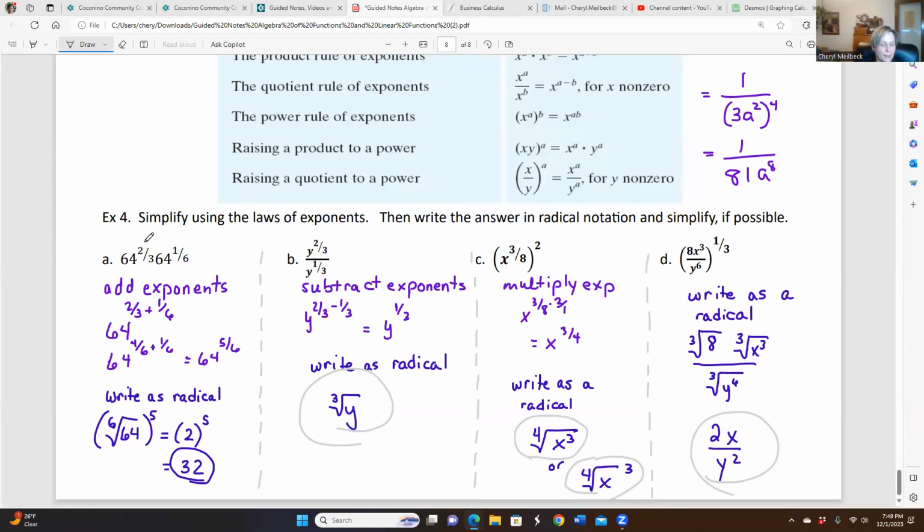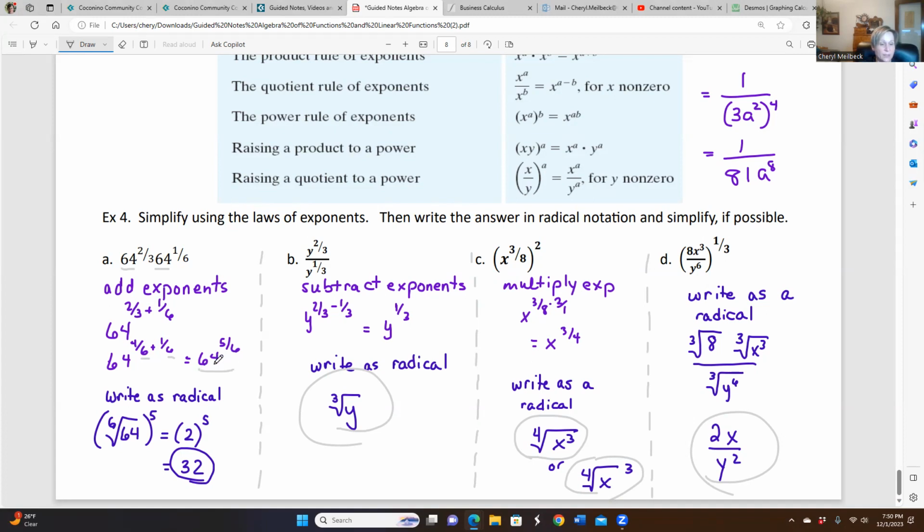So in A here, when I'm taking 64 times 64, since that's the same number, we add the exponents. So we're going to add 2/3 plus 1/6. In order to add 2/3 to 1/6, we have to have common denominators. To have a common denominator, we make them both 6, meaning we multiply 3 times 2. So we have to take the 2 times 2 to get 4. Now that they have common denominators, we can add 4/6 and 1/6 and get 5/6.